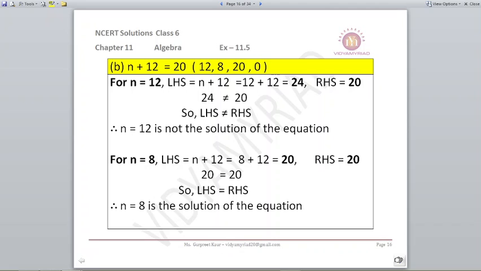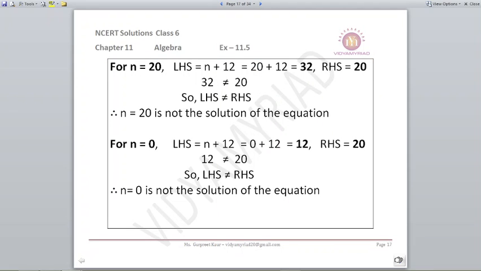When n is equal to 8, so 8 plus 12 is 20 and 20 is equal to 20, which means left hand side is equal to right hand side. So we say that n is equal to 8 is the solution of the equation. When n is equal to 20, so 20 plus 12 is 32. 32 is not equal to 20. So left hand side is not equal to right hand side. So n is equal to 20 is not the solution.